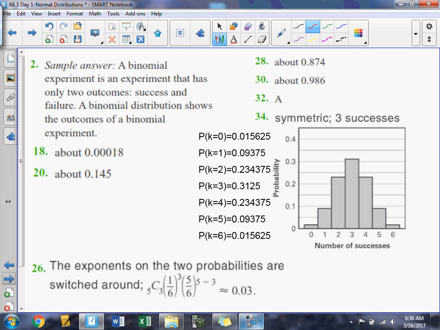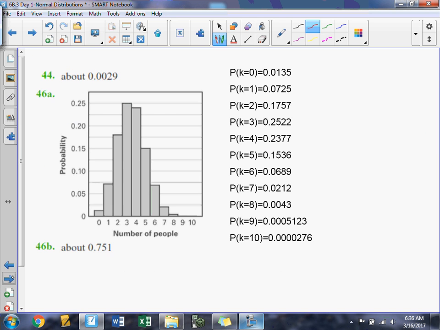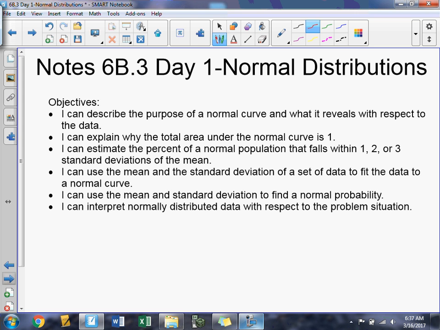Okay, you should also have a handout for today. So 6B.3 day 1. Today we're going to be talking about normal distributions. These are our objectives, to be able to do these 6 things. Describe why we have a normal curve, what it tells us, explain why the total area under a normal curve is 1, estimate the percentage of a normal population falling within 1, 2, or 3 standard deviations of the mean.